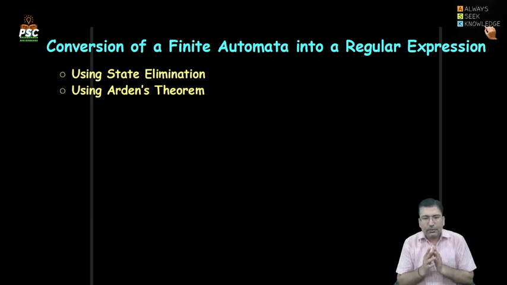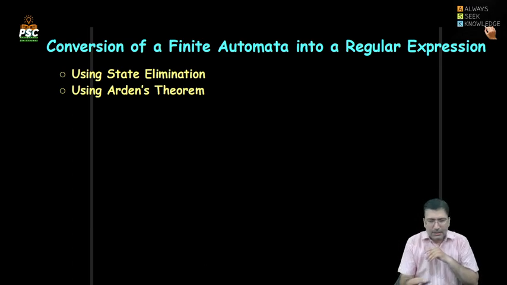There are generally two ways we use to convert an automaton into a regular expression, which I have mentioned here. One is using the state elimination method and another is by using Arden's theorem. In this session, I'm going to discuss the state elimination method. In the next lecture, we'll be talking about Arden's theorem. Okay, so let's start the discussion.